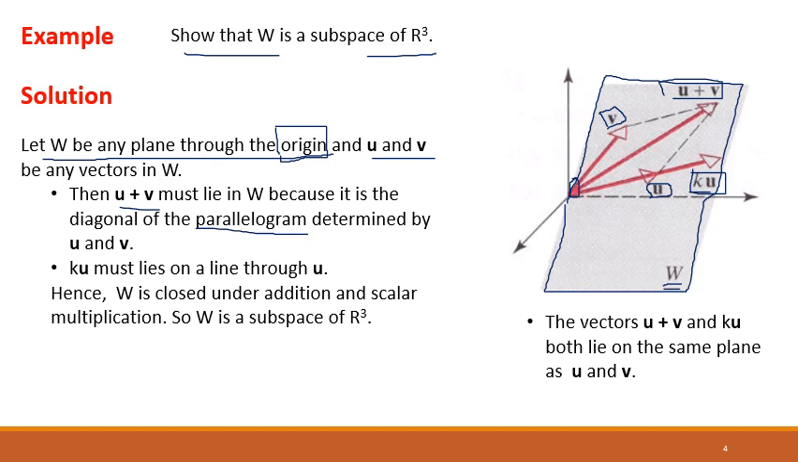Hence we can conclude that W is closed under addition by observing u plus v, which is also in vector space W, and W is also closed under scalar multiplication. So W is satisfying all three properties of a subspace. So we can say that W is a subspace of R cube.